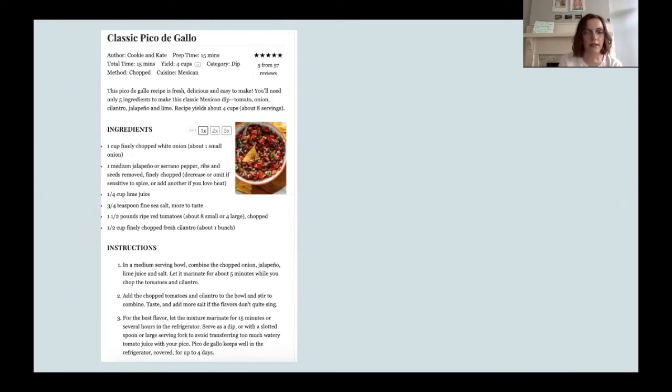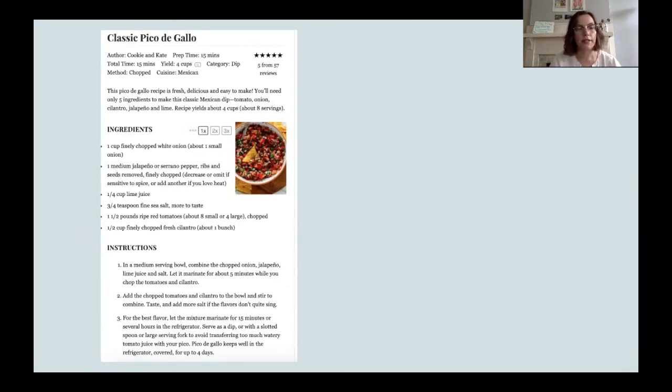Second, add in the tomatoes, cilantro, and stir all together. Last, let it marinate or soak up together for 15 minutes. Once we have all of these things put together, our who, what, when, where, why, and our very long how, then we're able to quickly get the information that is the most important about the text to our reader.